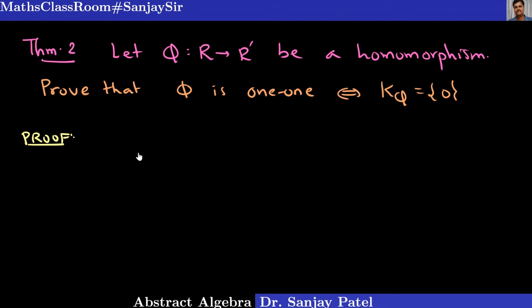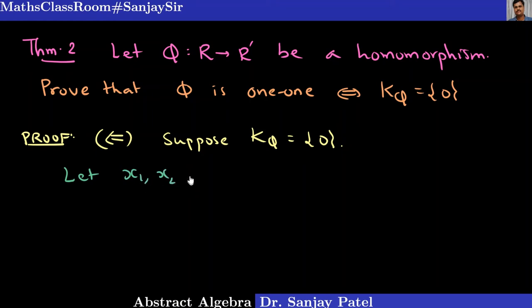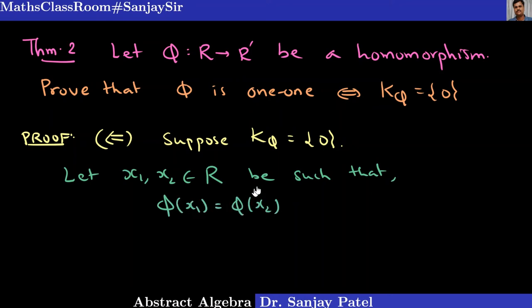There are two parts. So first we start this way. Suppose K phi is equal to singleton zero, and we want to prove that phi is a one-one function. So we start with any two elements. Let x1 and x2 belong to the domain R be such that phi of x1 is equal to phi of x2. That gives us phi of x1 minus phi of x2 is equal to 0, but which 0 should we write here? It is the 0 of the codomain, because phi of x1 and phi of x2 are elements of the codomain ring R', and that is 0'.